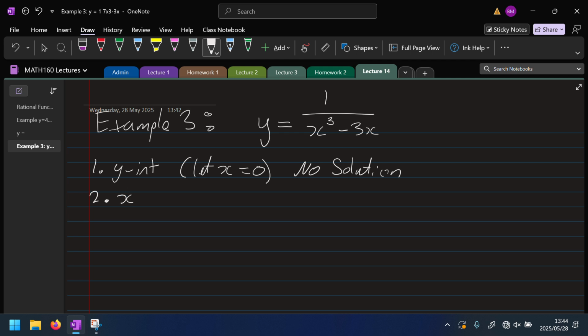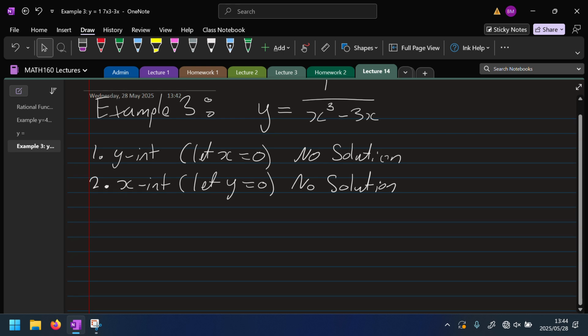Number 2, let's look for the x-intercept. So here we're going to let y be 0. On the left-hand side we got 0. On the right-hand side, the numerator is 1. Well, 1 can't be 0, so again, no solution. So not looking good so far. We've got no y-intercepts, we've got no x-intercepts. Hopefully there's turning points that we can use.